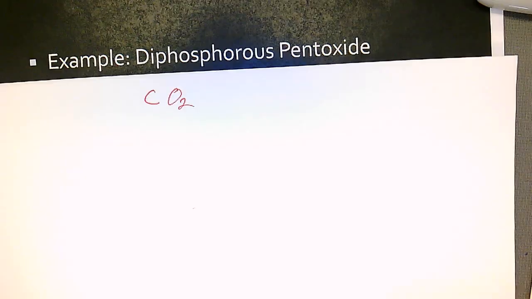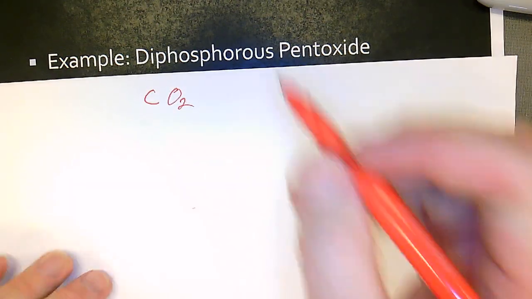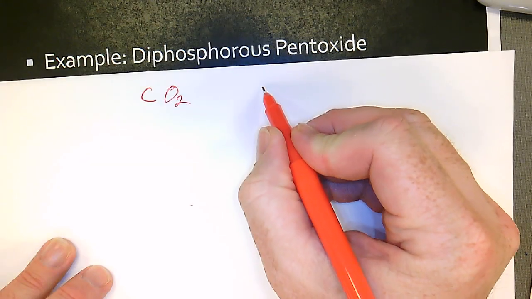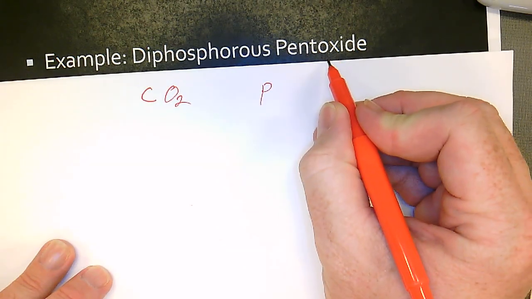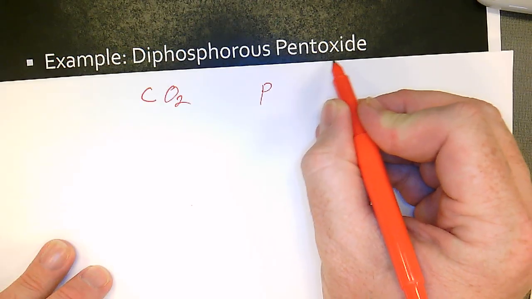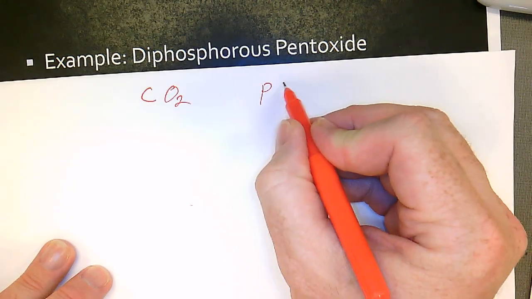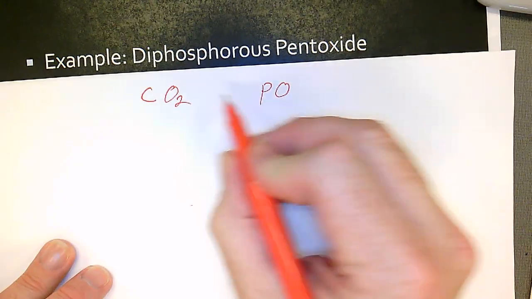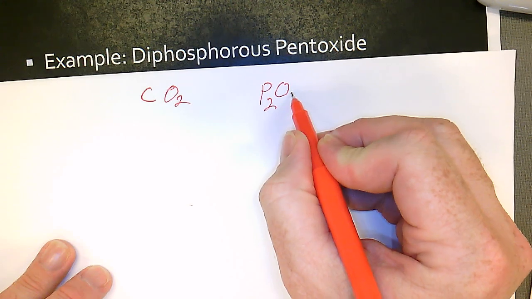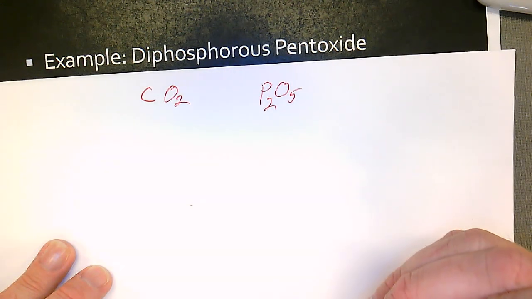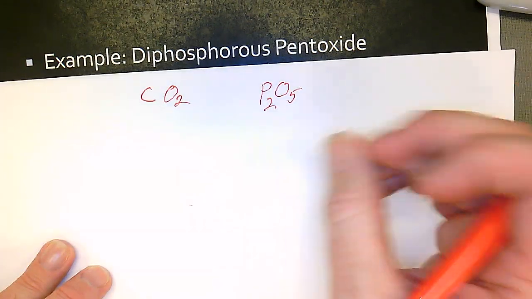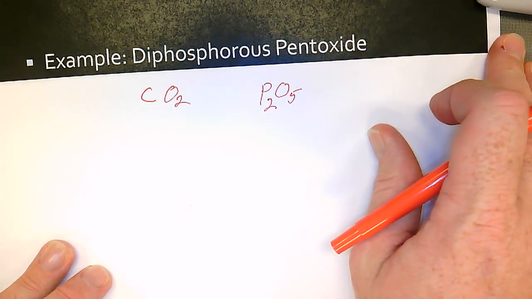Diphosphorus pentoxide. What element is this going to be? Phosphorus, which is P. And then pentoxide is going to be which element? Oxygen. It's going to be 5 oxygen, but we just wanted the element first. Di means 2, so P2O5. That's it. If you've memorized your prefixes, all you have to do is write them down.